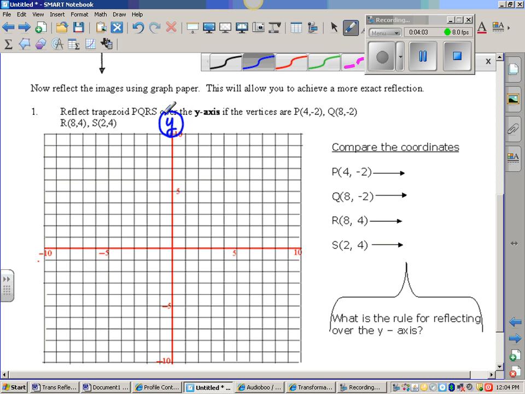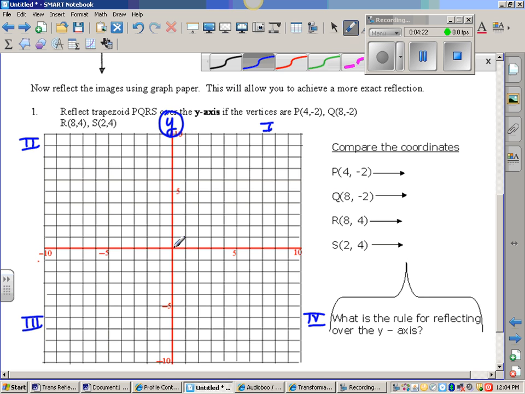Very important to draw your attention to it. Here's quadrant 1, quadrant 2, quadrant 3, and quadrant 4. It's important to know and be able to identify all four quadrants. What we're going to do is reflect the trapezoid PQRS over the y-axis with the following vertices.